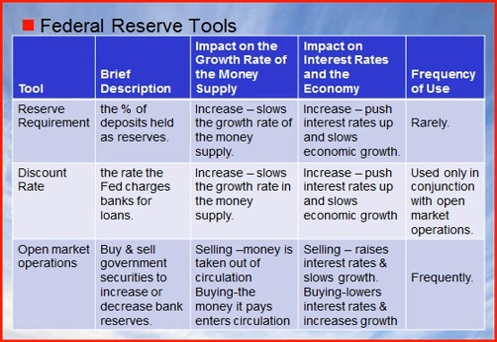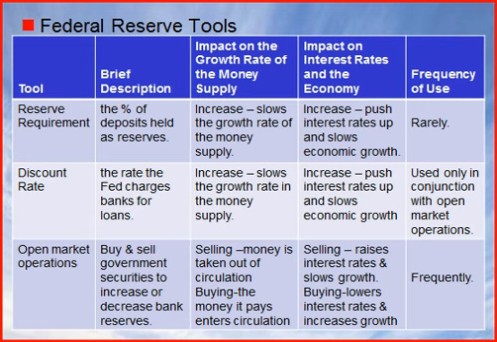If the Fed wants to slow the growth rate in the money supply, it increases the discount rate. This increase makes it more expensive for banks to borrow money. Banks in turn raise the interest rates they charge on loans to consumers and businesses. The end result is a slowdown in economic activity. Lowering the discount rate has the opposite effect.